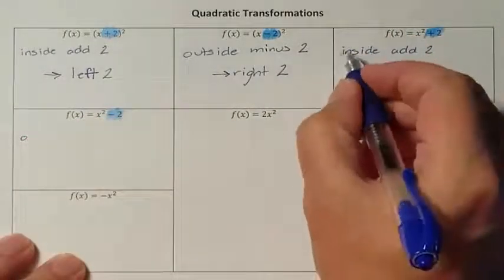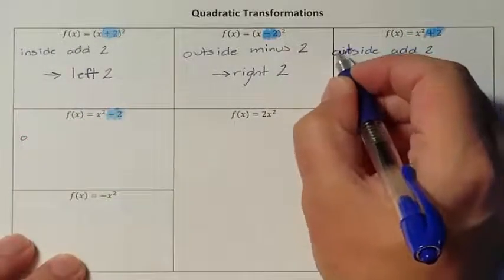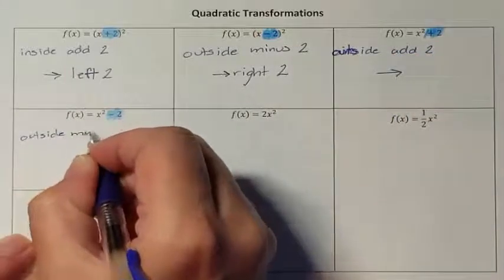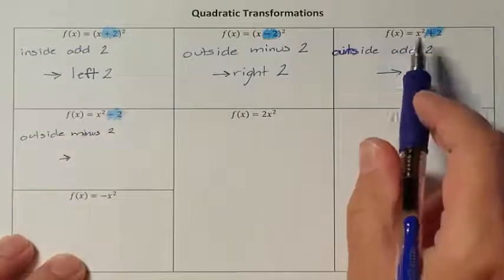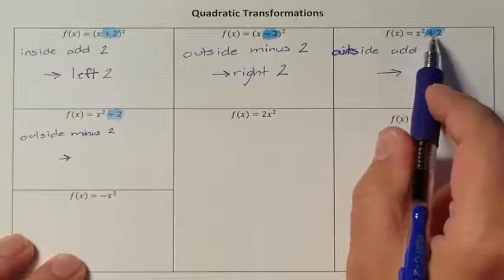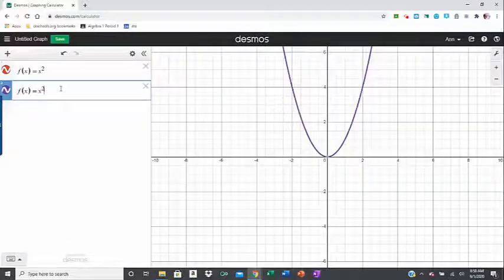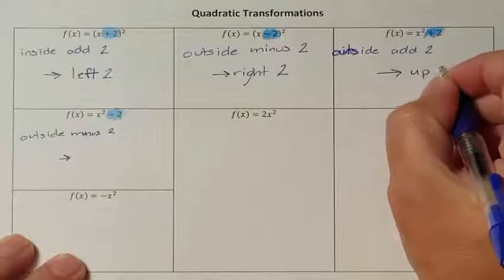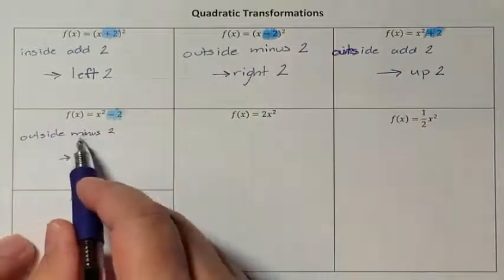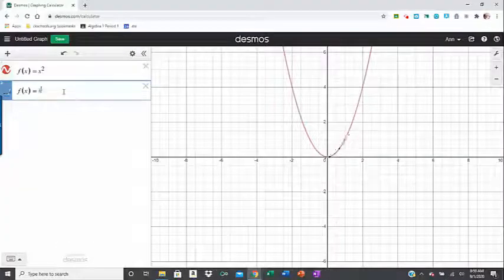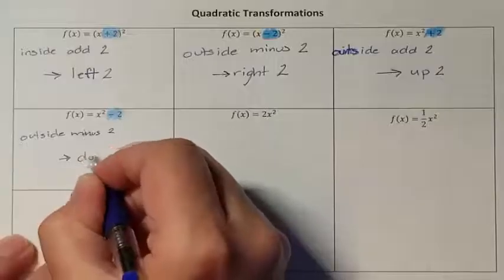Oh, that's not an inside. That is an outside. So from our observations, if it was on the outside and I added 2, this told me to go up 2. If I was on the outside and I minus 2, this told me to go down 2.